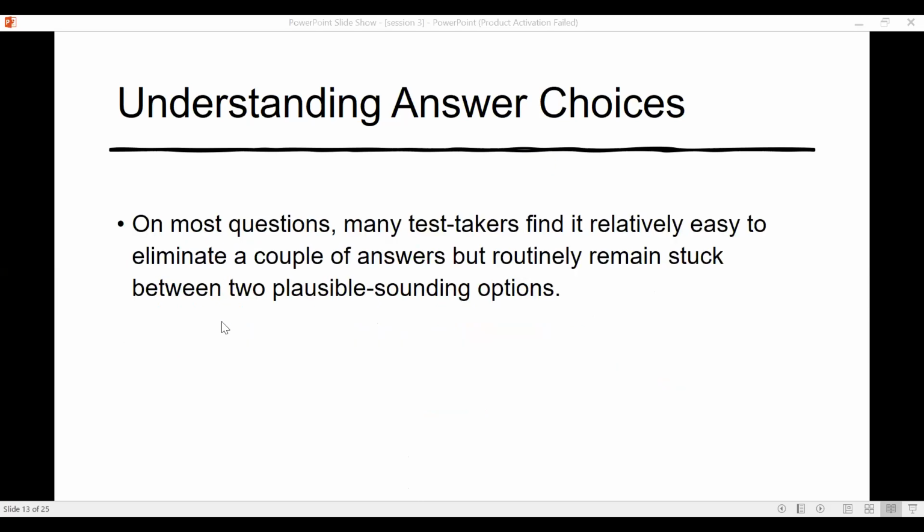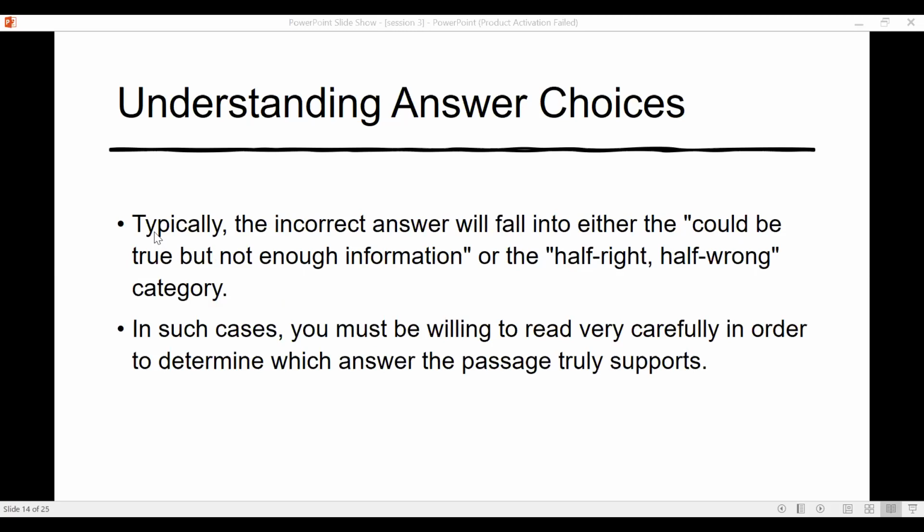Now, let's see. There will always be two plausible sounding options that you can be stuck between. And usually the students say, okay, we are always stuck between two answer choices, and we always go for the wrong answer choice. Okay, we're going to see how to avoid this.